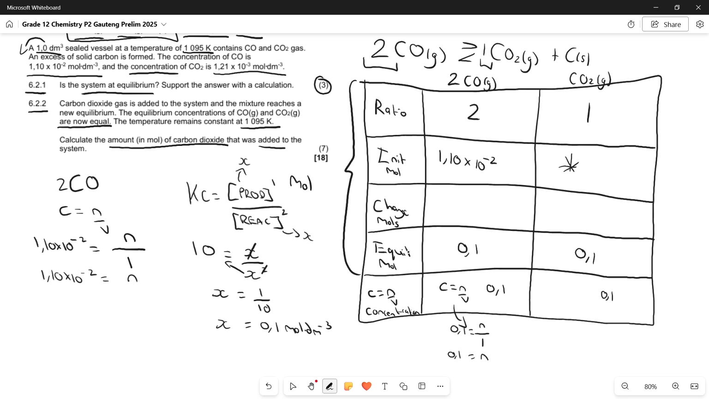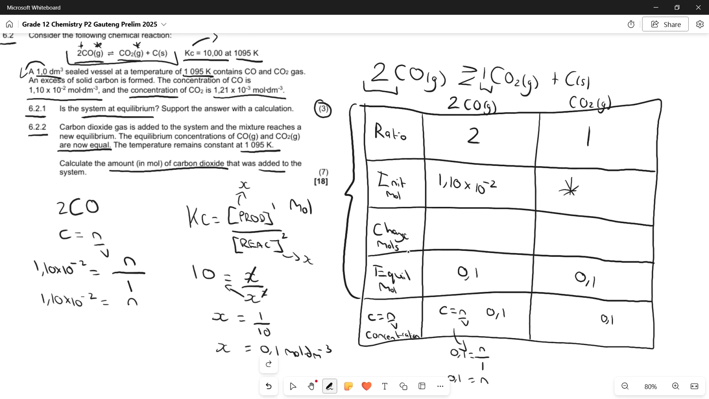And this puts us in a really good position, because as soon as we have values over here, we can calculate the change in moles. And this is very good for us, because if carbon dioxide gas was added to the system, it means the reverse reaction will be favored, which means that we are going to gain CO. There will be more CO at equilibrium than initially, which means if we just take 0,1 minus 1,10 times 10 to the negative 2, we have added 0,089 moles to the CO at equilibrium, which means that if this guy is adding, this guy is subtracting on this side, as we have favored the reverse reaction.